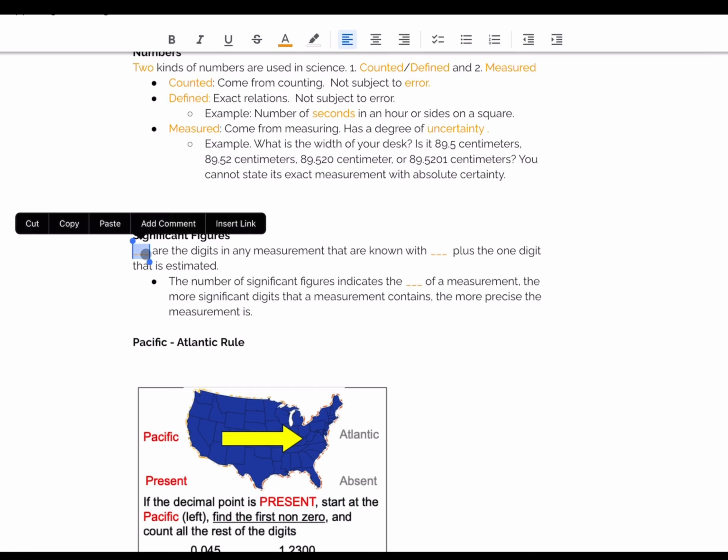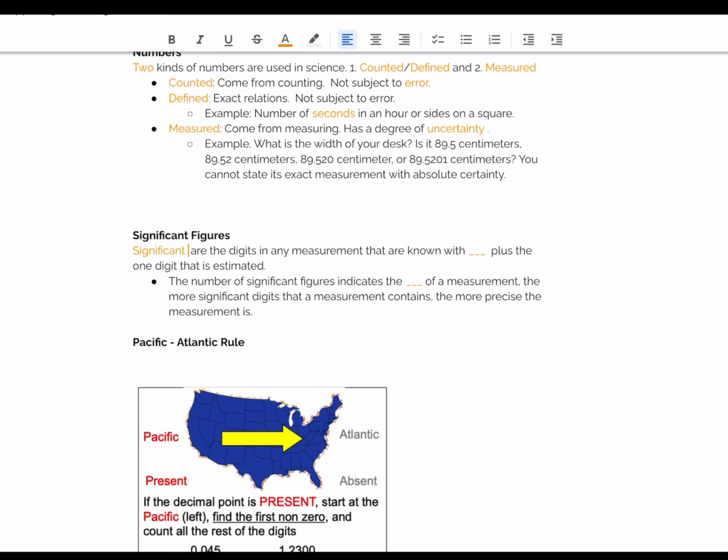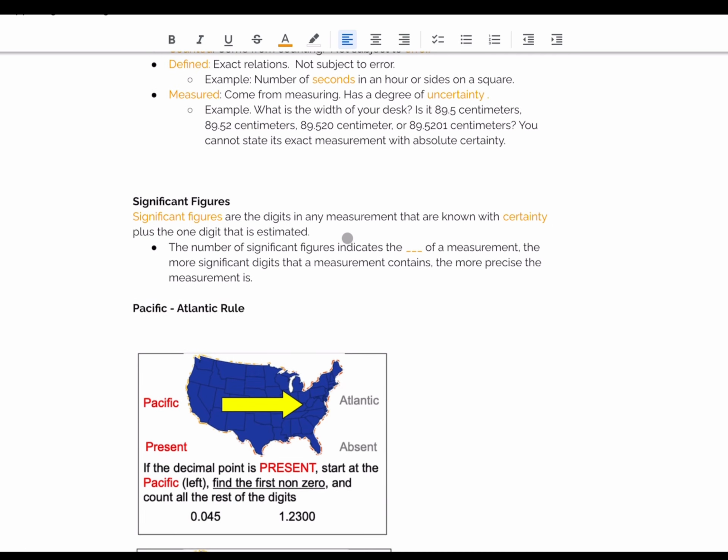Significant figures, which are sometimes also called significant digits, are the digits in any measurement that are known with certainty, plus the one digit that is estimated. If you were looking at a measurement, we can know a particular measurement for certain. Maybe it's marked on a ruler or a graduated cylinder, and then maybe it's kind of between the lines. So we have to guess a little bit. We have to estimate. That's our digit of estimation.